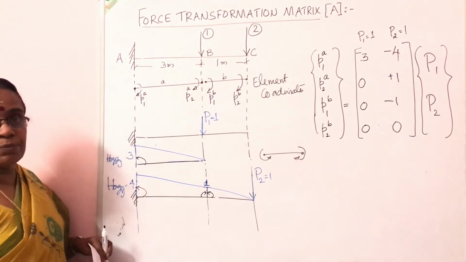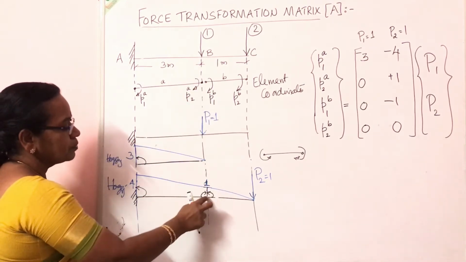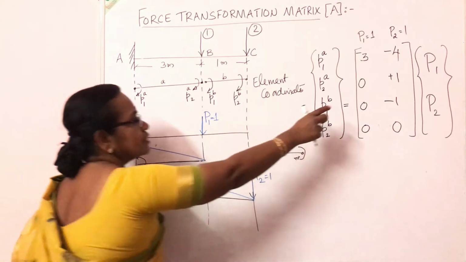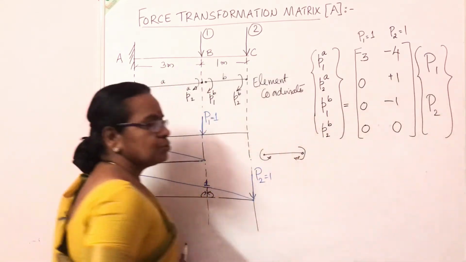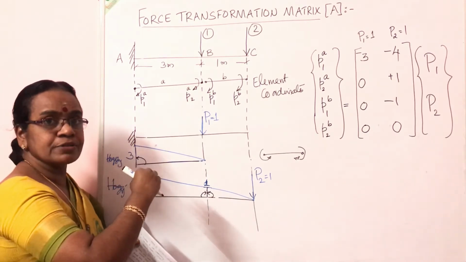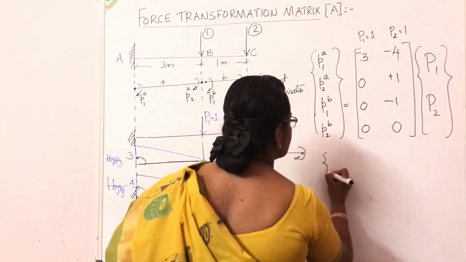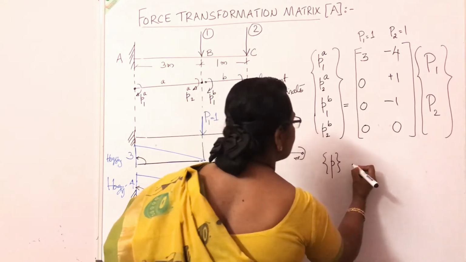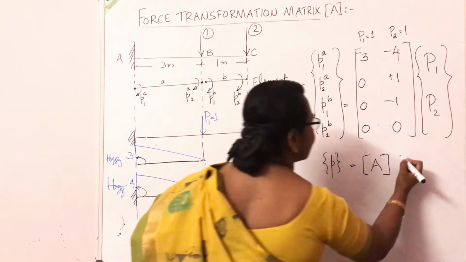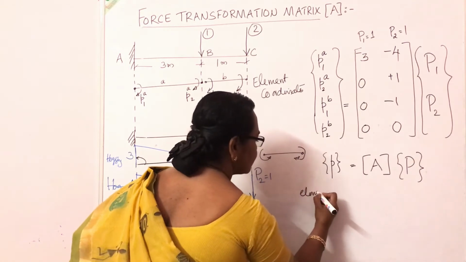That is called the equilibrium equation. The total moment at this point will be 0 P1 plus 1 P2. That is written here. So that is nothing but an equation connecting the element forces and the nodal forces of the structure. Or I can write it as small p, the element force, equals A into capital P. This matrix is called the transformation matrix.